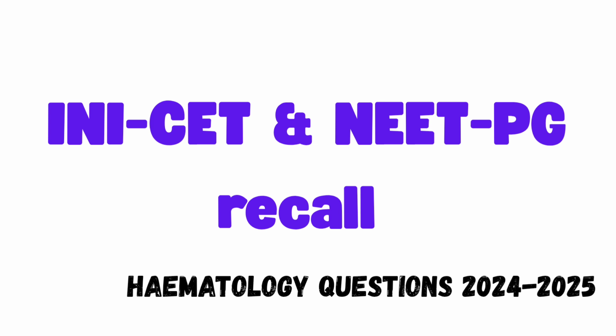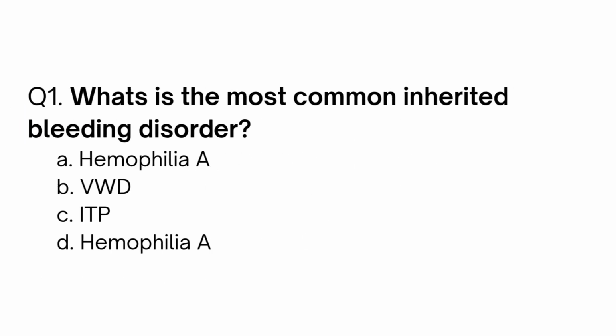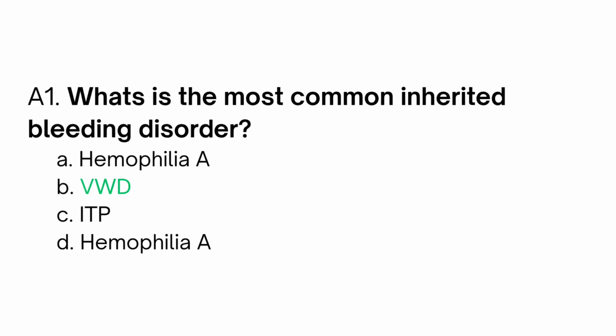These are not only memory based question answers. We will explain the concept, give you your exam shortcut and highlight important topics for your final exam. Let's start sharpening your edge in hematology. So the first question is, what is the most common inherited bleeding disorder? Mark this word inherited. The answer is von Willebrand disease.